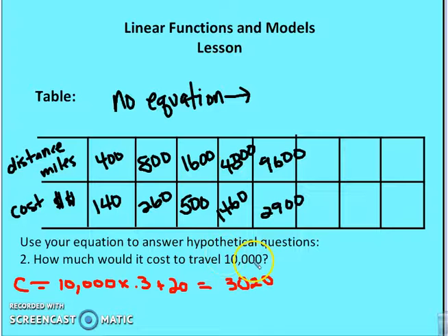Second question, how much would it cost to travel 10,000 miles? So c, the cost, is equal to 10,000 times 0.3, so distance times 0.3 plus 20, and you end up with $3,020.